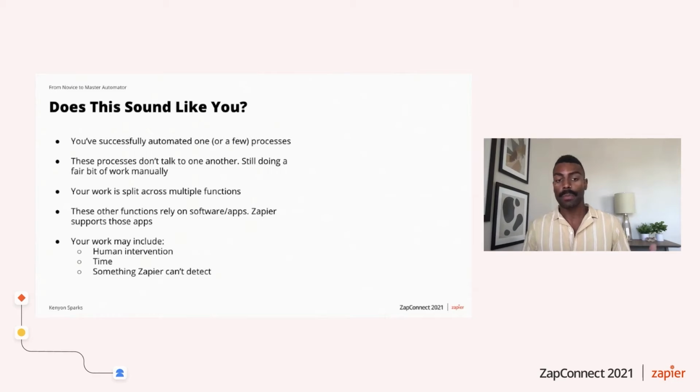And lastly, your work may include analog pieces that don't seem inherently automation friendly. So human intervention, perhaps someone needs to do something manually or make a decision. Time is a time delay or waiting period built into the process. Or more generally, things are happening offline within a greater workflow. Something physical occurs that Zapier can't detect directly.